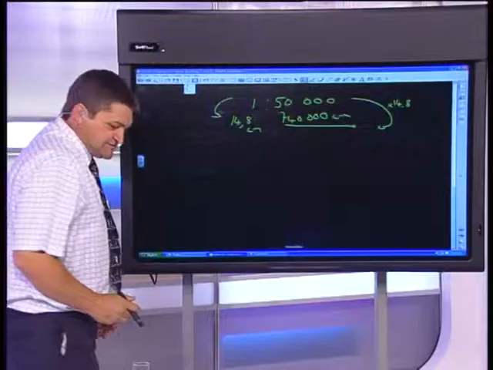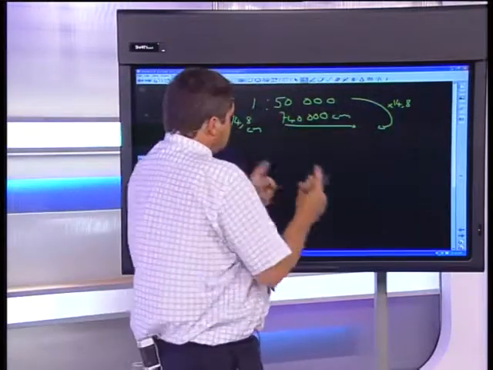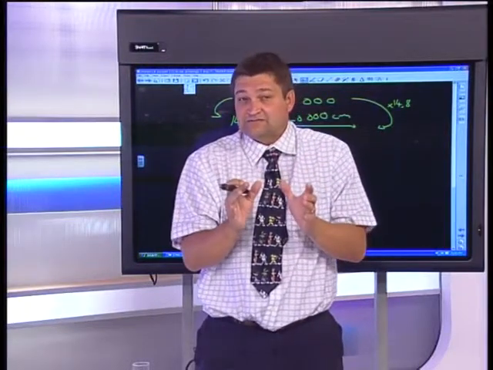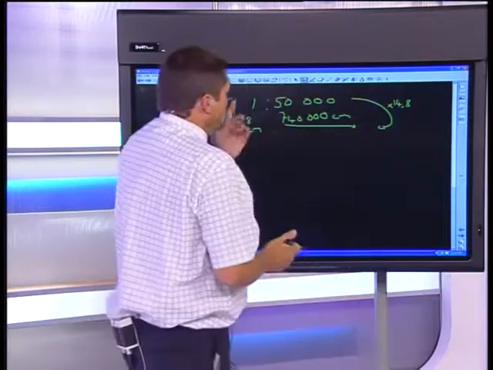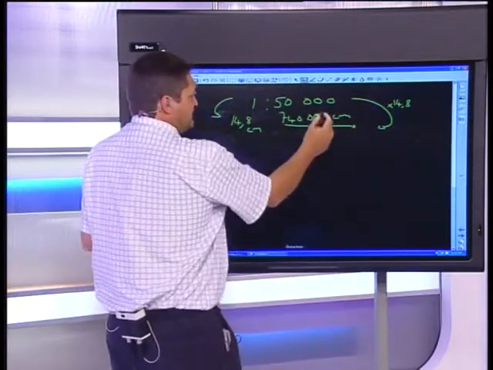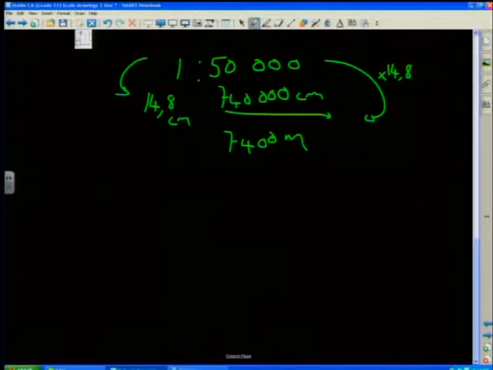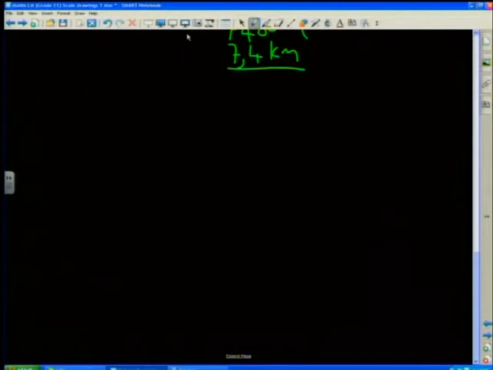So the distance from the one beacon to the other beacon is 740,000 centimeters. Okay. What's that in kilometers? Well, to change it to meters, we're going to divide by 100, so we're going to get 7,400 meters. What's that in kilometers? Divide by 1,000, and we get 7.4 kilometers. Right, now folks, here comes the real challenge.